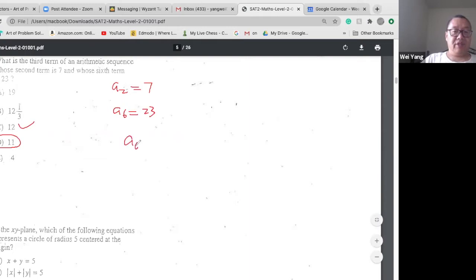So you use A6 minus A2. Then you get 16. Then divided by 4, you get d equals 4. So then that means A3 will equal A2 plus d, so equals 7 plus 4. That should be 11. That's D.